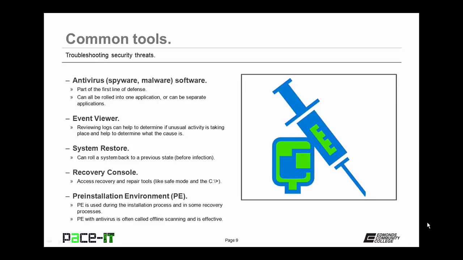System restore. You can use this to roll a system back to a previous state, hopefully before the infestation. Your recovery console or recovery environment is another awesome tool that you can use. It gives you access to recovery and repair tools like safe mode and the command prompt. A pre-installation environment, a PE, is also a great way to diagnose and troubleshoot security issues. The pre-installation environment is used during the installation process and in some recovery processes. Using the pre-installation environment in conjunction with antivirus is often called offline scanning, and it is highly effective in removing an infestation.